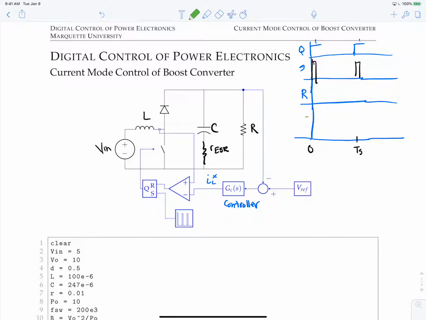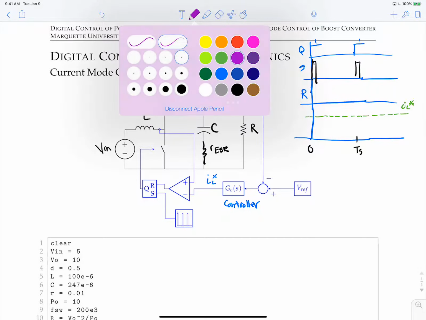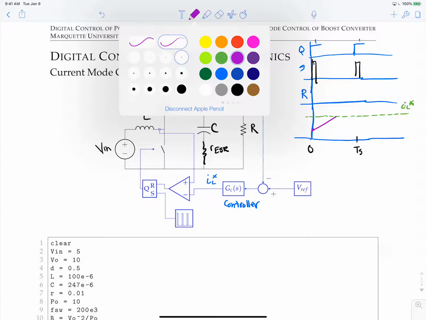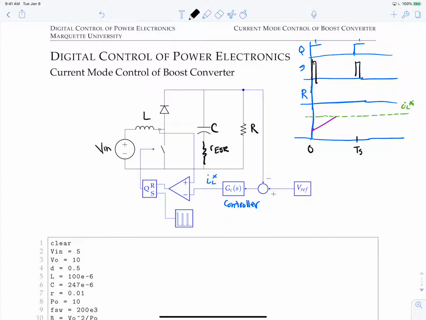current command. So here in this green, let's sketch IL star. That's what we'd like the current to be through the inductor, and then in purple we'll sketch IL. So right when we set, we actually are charging up the current through IL, so it'll start linearly increasing until some point it'll hit the command. Once it hits the command, the comparator will pulse out a 1. In other words, that's a reset because the output of the comparator is connected to the reset.